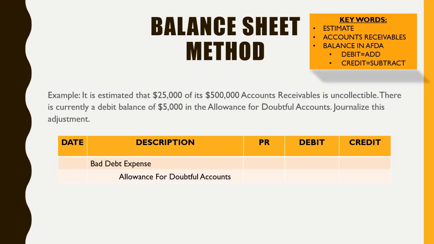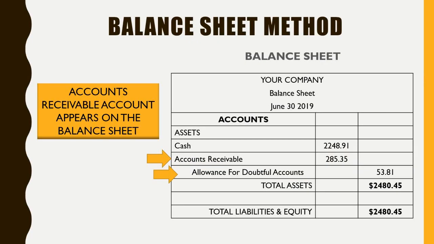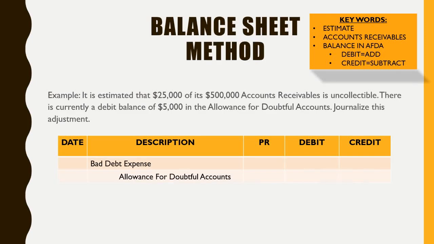Once you determine that, then you know it's the balance sheet method, right? Because why? On the balance sheet, you are going to have the accounts receivable and the allowance for doubtful accounts. That appears on the balance sheet. That's how you know you're going to be using the balance sheet method. Now, what does the balance sheet method do? Well, now that you determined the balance sheet method, here's what you need. You need the estimated amount of $25,000, okay? Not your overall amount. You're looking at your estimated amount of $25,000, okay?